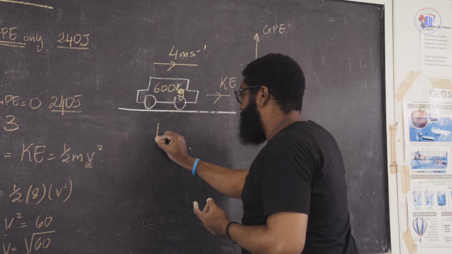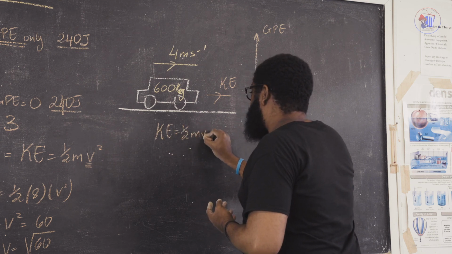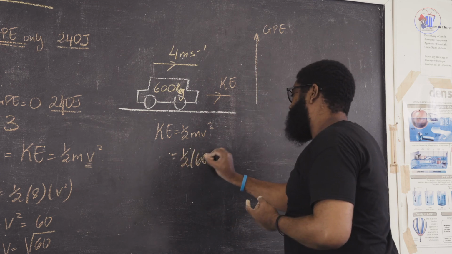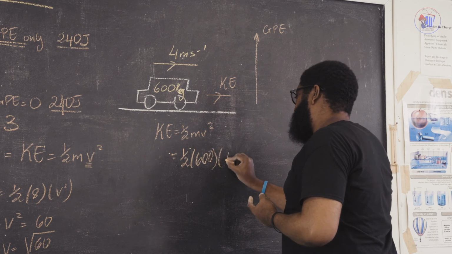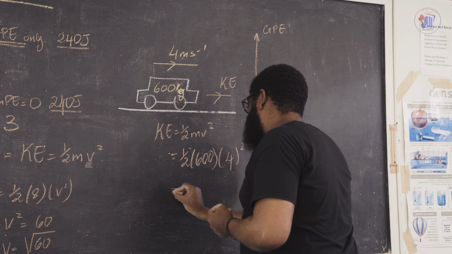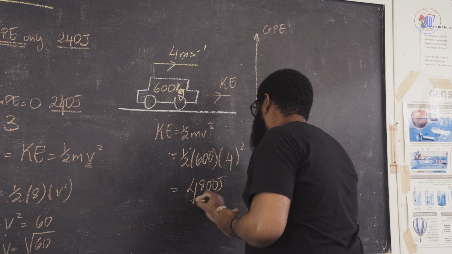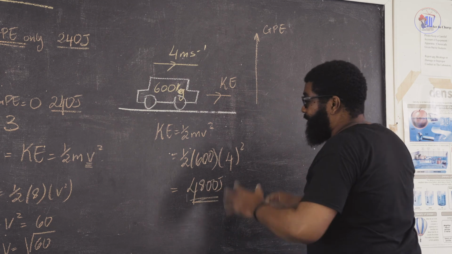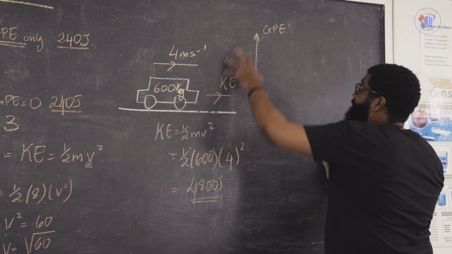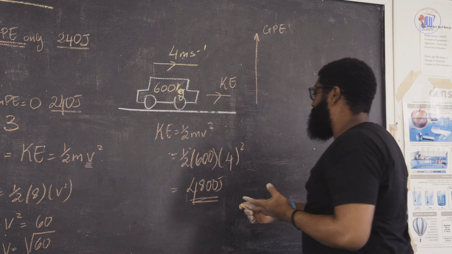So again, KE is half mv squared. M is 600, v is 4. 4 squared is 16, so 4,800 joules. Now if I tell you this amount of kinetic energy is converted totally into GPE, how high can the car go? You can easily pull this off.